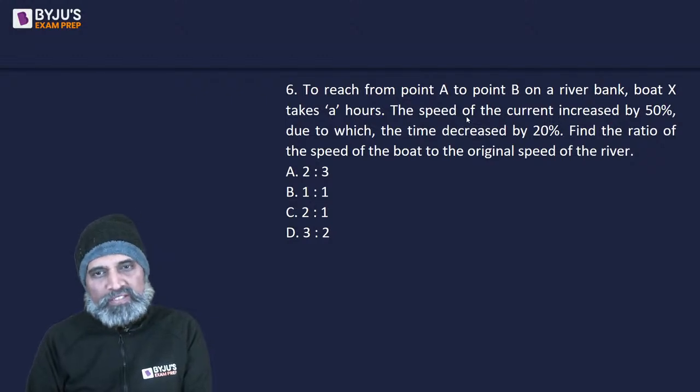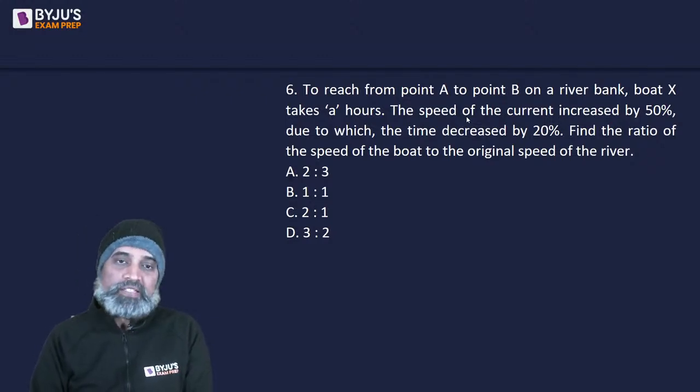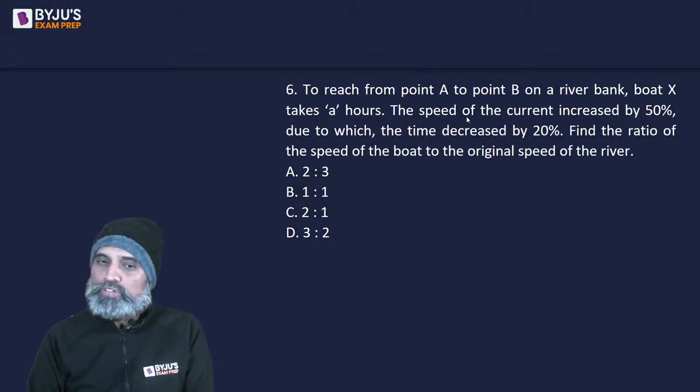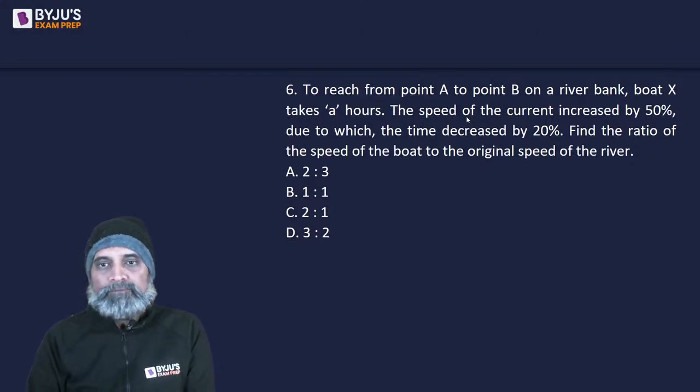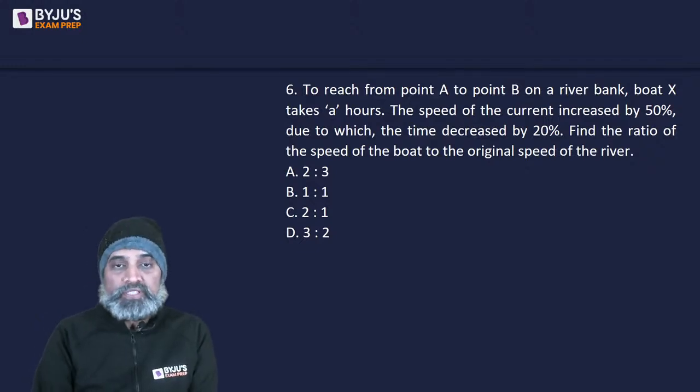Is it original speed? River ka speed. Acha, original as in basic. And speed of the boat. Which boat? The boat speed did not change. It's only the speed of the current that changed, because of which the time taken changed. Now let's think about this. Could be either case. Downstream भी हो सकता, upstream भी हो सकता.